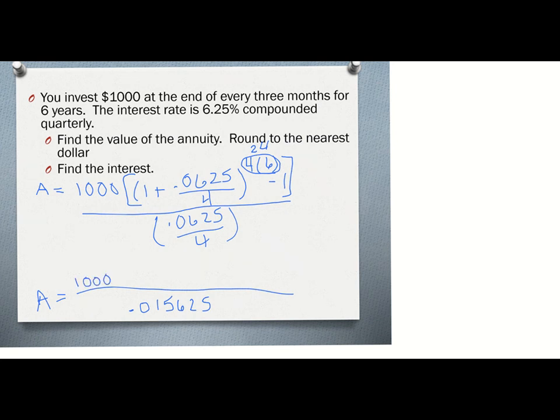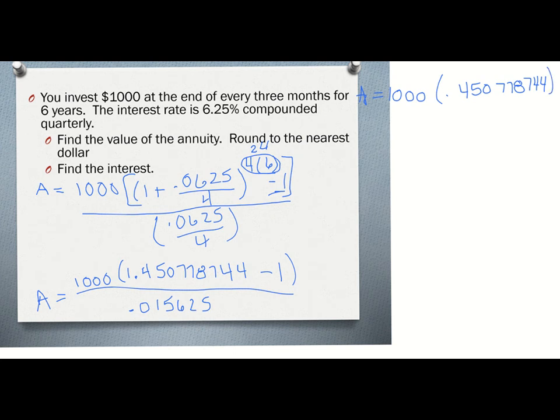I have 1,000 times 1.45078744. And I still have to subtract my 1. So that's going to give me 1,000 times, and I'm going to subtract my 1, it'll be 0.4507787444.